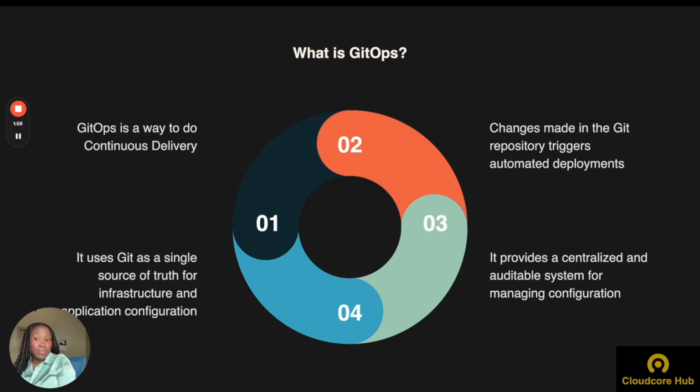So what is GitOps then? GitOps is a way to continuously deliver your application. Changes made in Git repo triggers automated deployment. It provides a centralized auditable system for managing our configuration. And finally, it uses Git as a single source of truth for infrastructure and our application configuration.